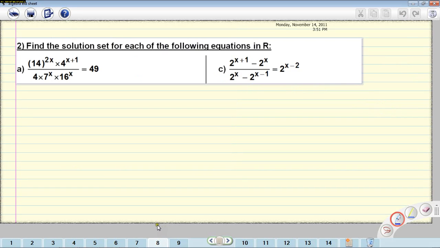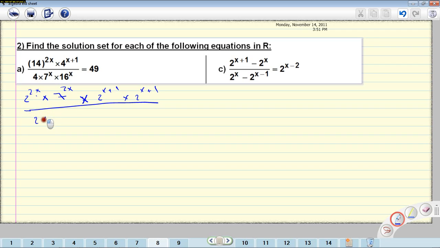Okay, number 2, find the solution set of each of the following. I'm going to factorize 14, and the factorizing of 14 is 2 times 7. Here it's 2 to the power 2x, times 4 to the power x plus 1, which is 2 to the power x plus 1, times 2 to the power x plus 1, over... Some students maybe do something like this, more simple than I do, but I make it in such a way for underground students.